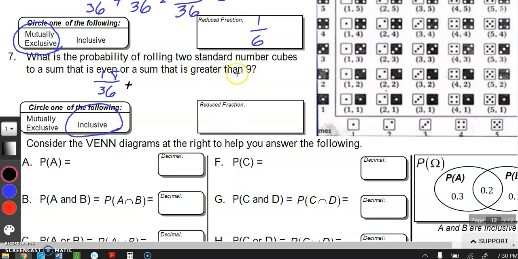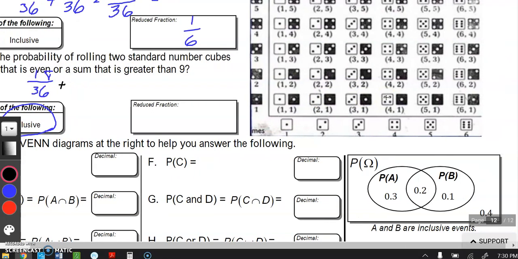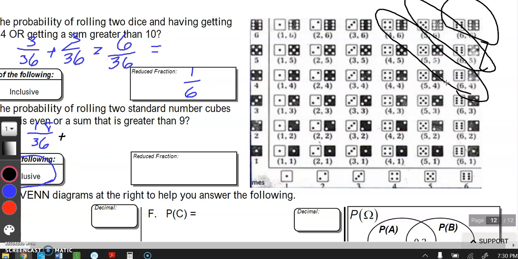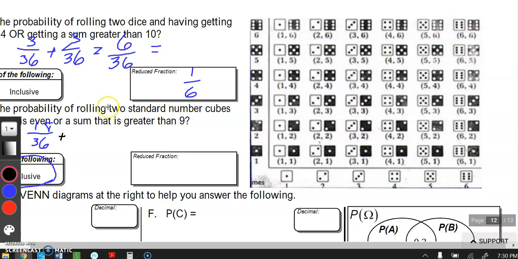So anything that's greater than 9, so that means 10, 11, or 12. Well, if we look, 10 is going to be right here, 11 is going to be here, and 12 is going to be here. And so if we add those up, that's 1, 2, 3, 4, 5, 6 different possibilities. So that's 6 out of 36.